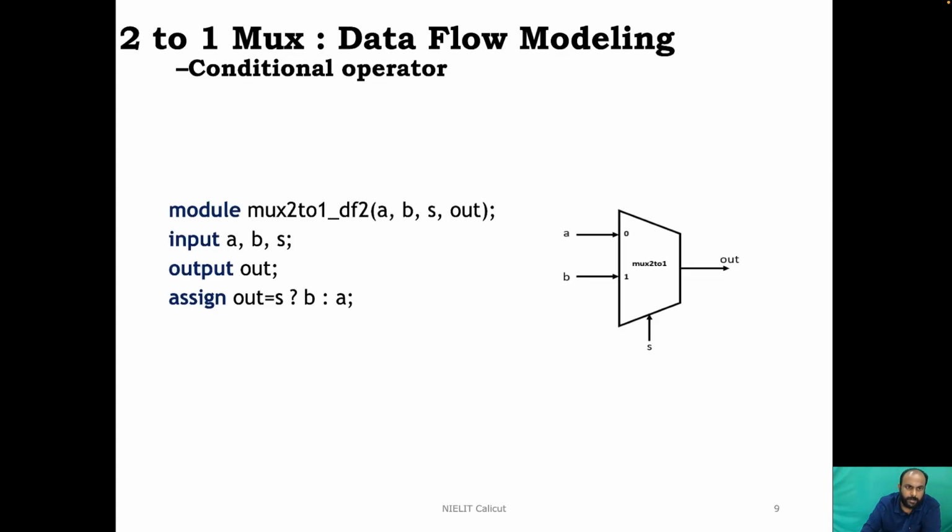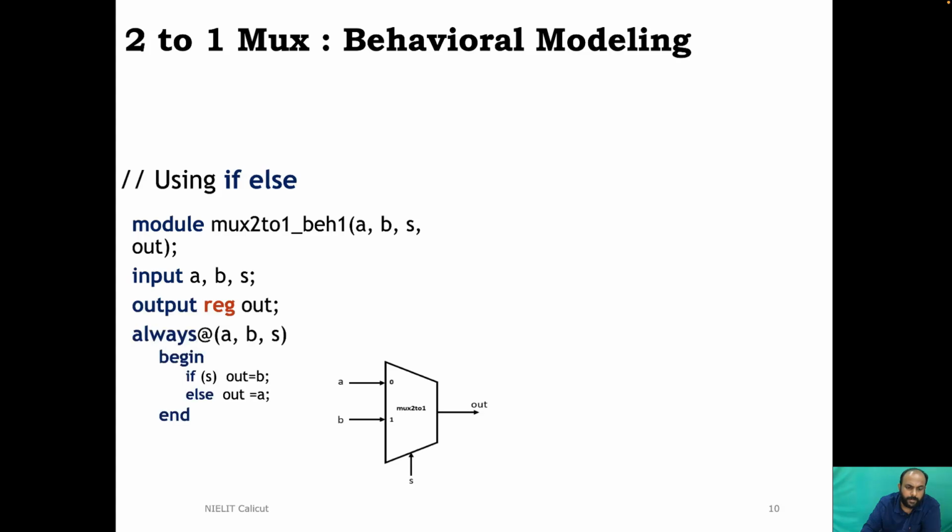But that is not the case with procedural assignments. Whenever a variable is supposed to hold the value temporarily, it must be explicitly declared as having the type register. And what's the rule of thumb? You find any variable assigned inside an always block or initial block, which are two procedural blocks in Verilog, that variable must be reg. Now let us see how the same can be accomplished in behavioral modeling, but this time using another construct called the case statement.